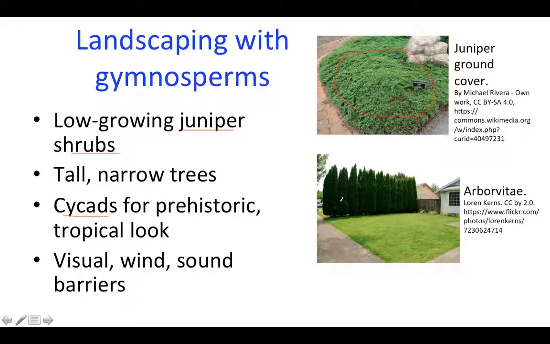And then, because many gymnosperms, and especially conifers, keep their leaves throughout the season, they can be useful for providing a windbreak, a visual break, or a sound break. For example, if you have obnoxious neighbors, you don't want to see their yard, then you can plant a wall of them, and during both winter and the other seasons, there will be a barricade to divide the space.